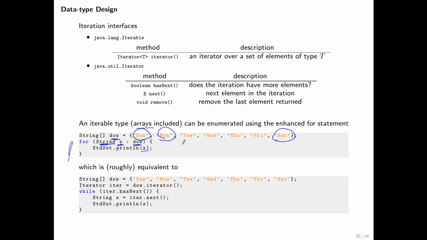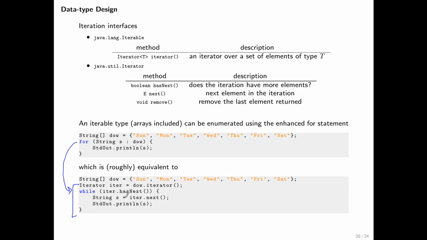Okay. Now, it's very instructive to understand what sort of code this internally translates to, or is roughly equivalent to, because only then you will understand how this enhanced for loop relates to these things that we discussed here, with iterable and iterator. Okay, so this enhanced for loop basically translates to this while loop here. So we have this string array again, days of the week, and then this for loop translates to this piece of code.